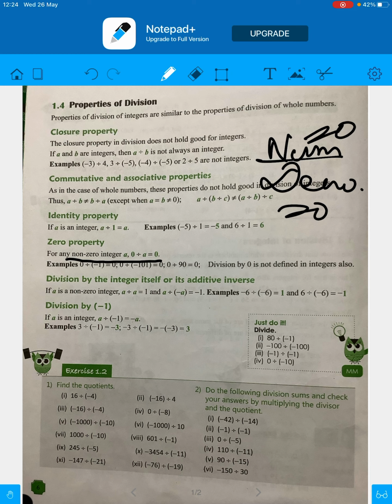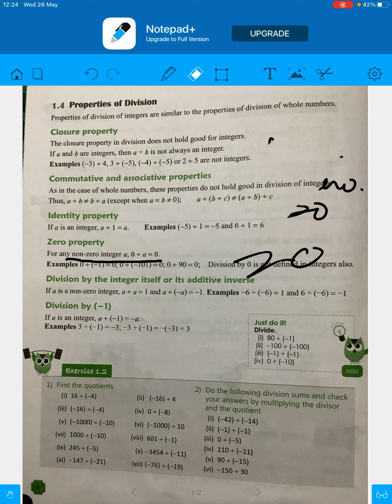If the numerator is 0 divided by any denominator, what is the answer? The answer is equal to 0. That is what it is saying. 0 divided by any integer gives the answer as 0.